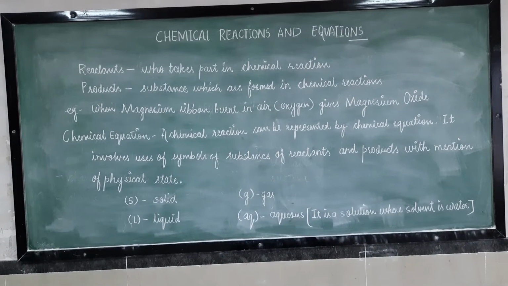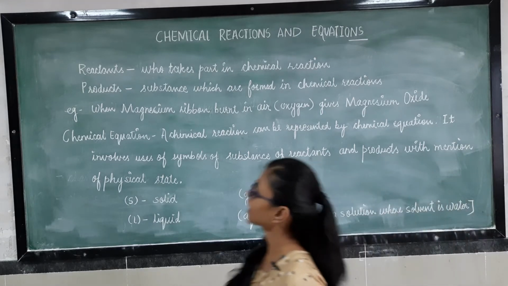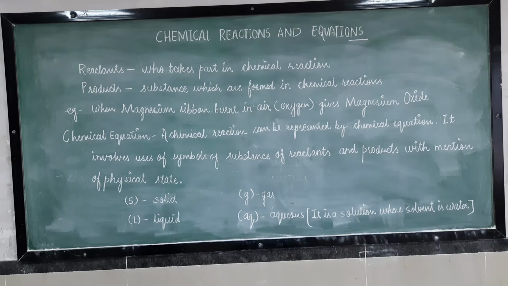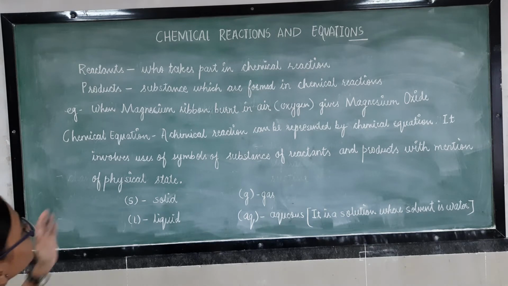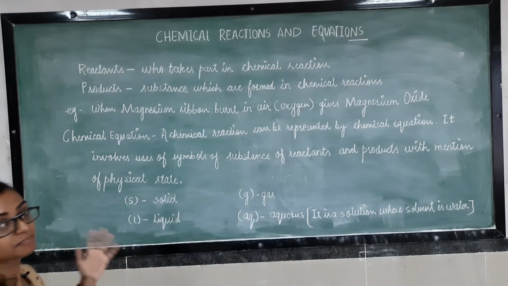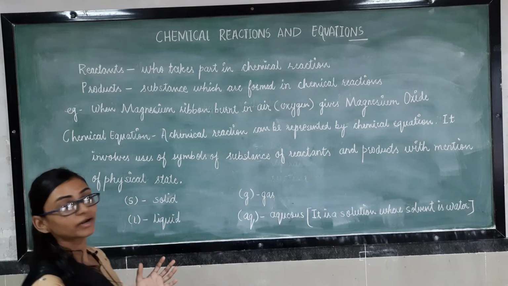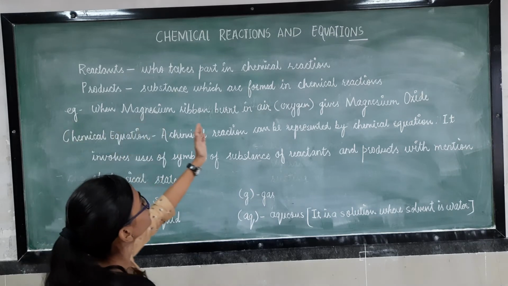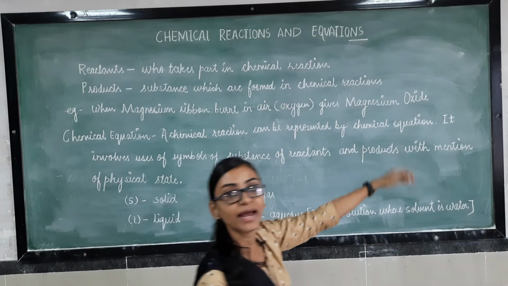Now we'll see about the components of chemical reactions, that are reactants and products. First we'll see reactants. Reactants are the substances that take part in chemical reactions. Means these are the substances through which a new product is formed. And what is a product? A product is a substance which is formed in a chemical reaction.